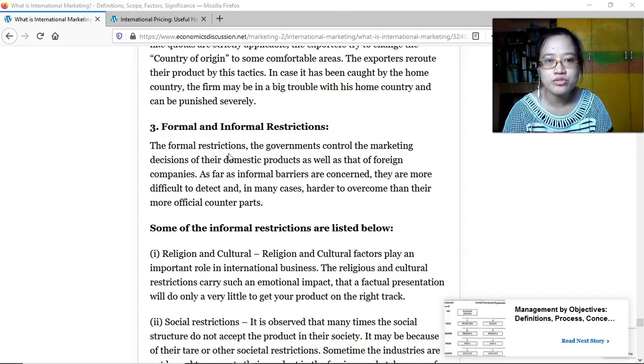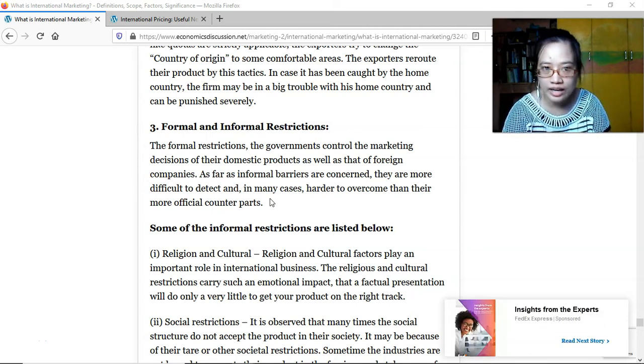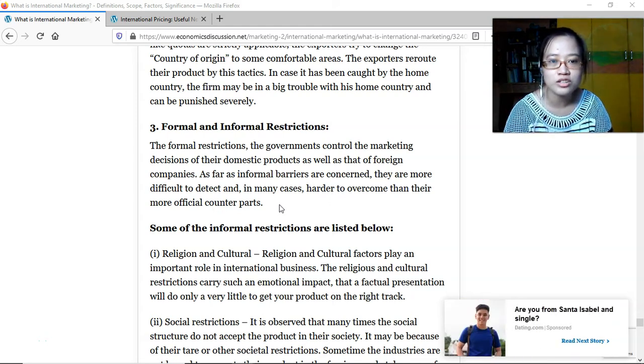Formal and informal restrictions. Governments control the marketing decisions of their domestic products as well as those of foreign companies. As far as informal barriers are concerned, they are more difficult to detect and in many cases harder to overcome than their more official counterparts.